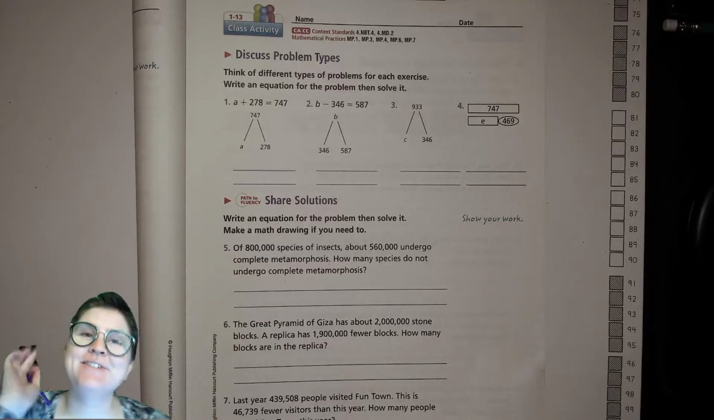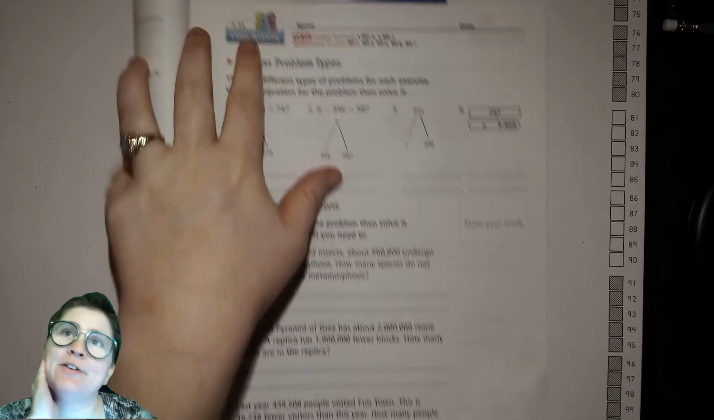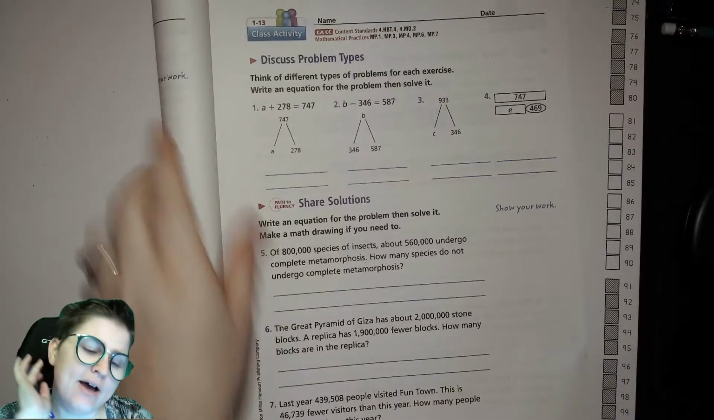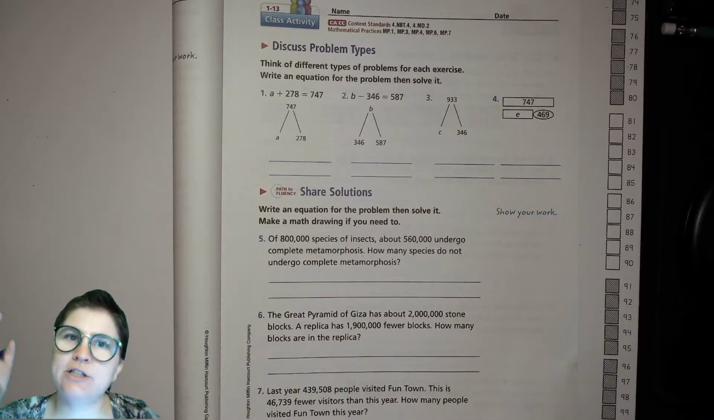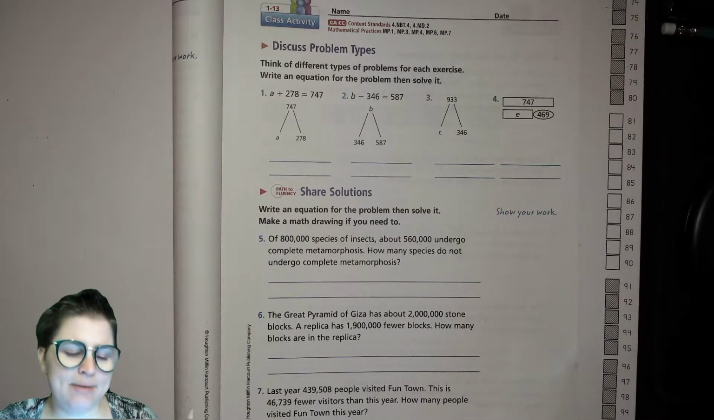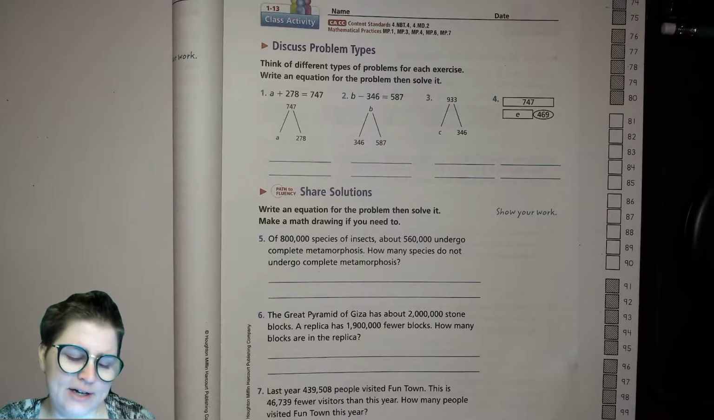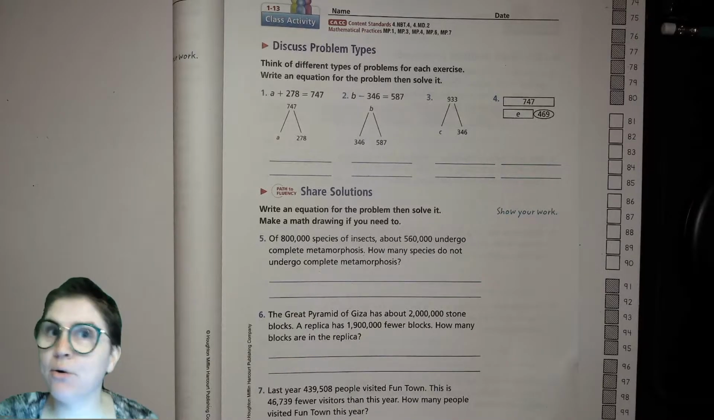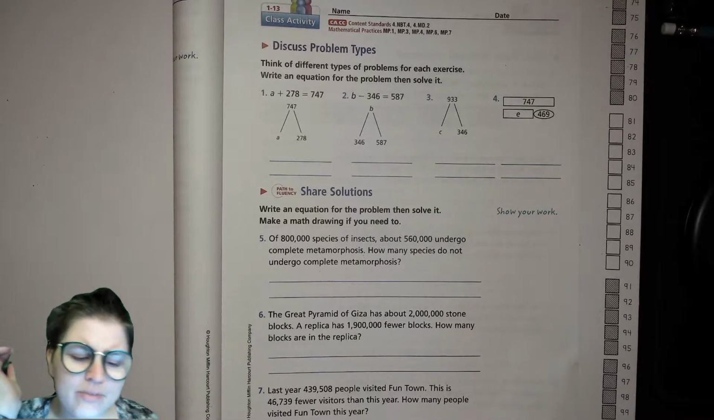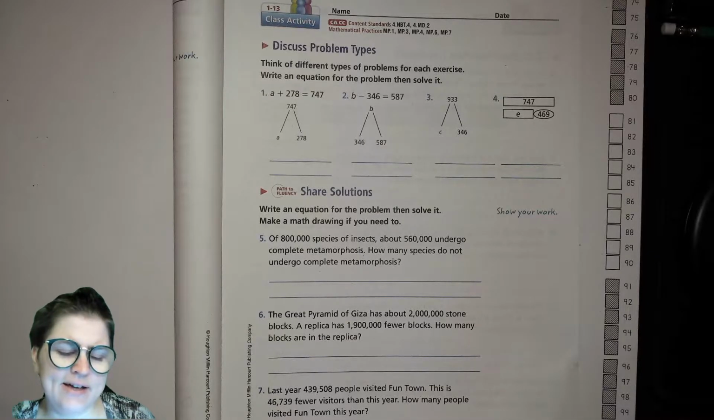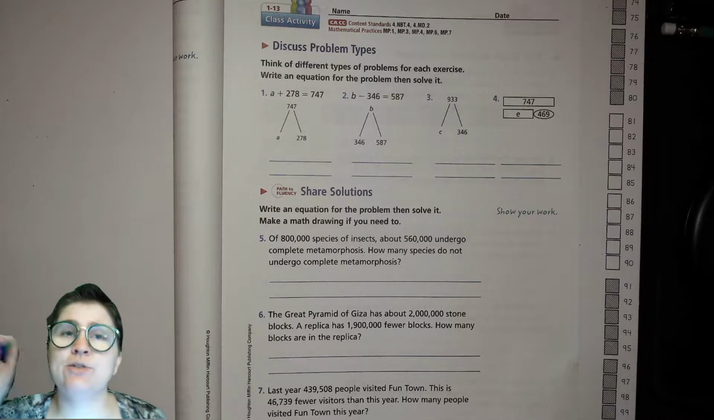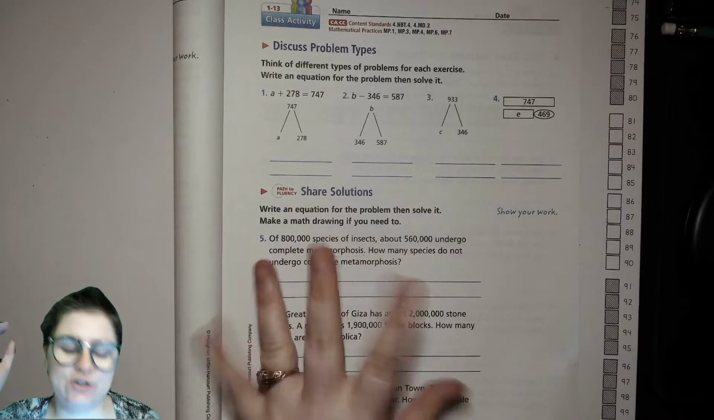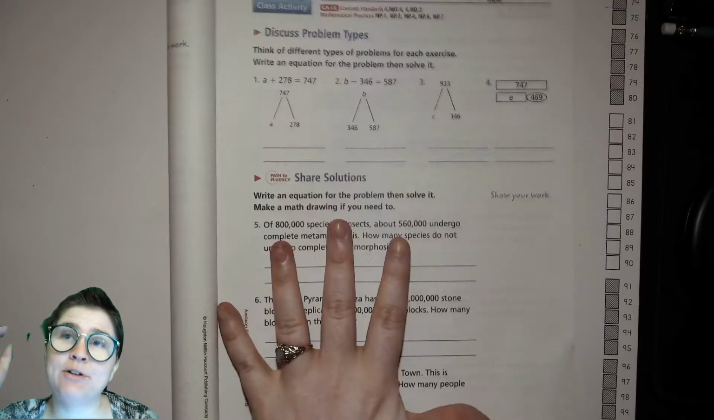Hey, fourth graders. So today we are going to do Unit 1, Lesson 13, which is on page 31 of your book. We've been talking a lot about addition, subtraction, ungrouping, and now we're going to talk about some different kinds of word problems that you might encounter in a book or in life, right? And it's important to remember that you can use addition or subtraction to figure out what kind of equation you need to set up in order to answer some of these questions.